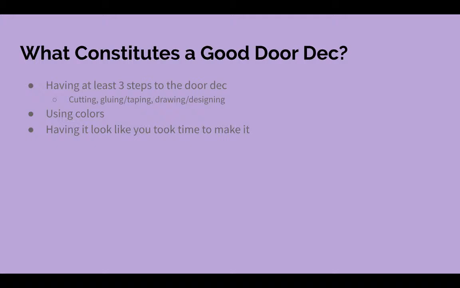First, we are going to determine what constitutes a good door deck. Making sure to have at least 3 steps to the door deck, such as cutting, gluing or taping, and drawing on it or designing it. Designing it can be coloring on it or even drawing on it. Making sure to use colors makes it appealing to the residents. Lastly, having the door deck look like you took your time on it. It is very noticeable to residents if you did not take your time on it, so make sure you are.